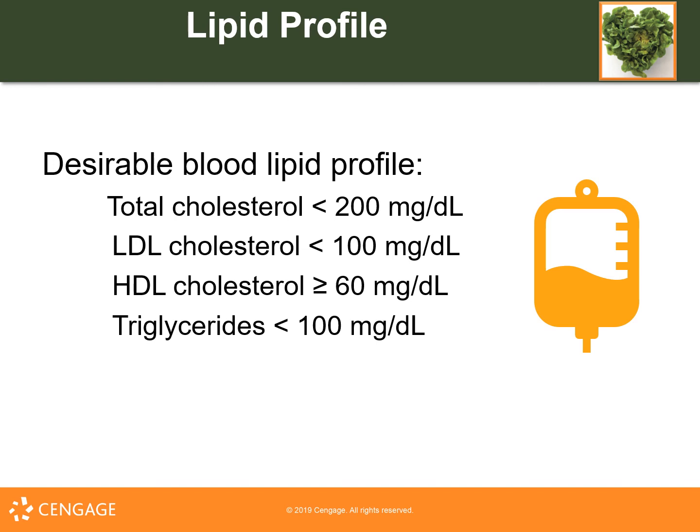Lipid profile. So this is a desirable blood lipid profile. You may see different ranges at different hospitals, different facilities, but generally this is pretty close to the guidelines. So total cholesterol, you want to be less than 200 milligrams per deciliter, LDL cholesterol less than 100 milligrams per deciliter, HDL cholesterol greater than or equal to 60 milligrams per deciliter, and triglycerides less than 100 milligrams per deciliter.